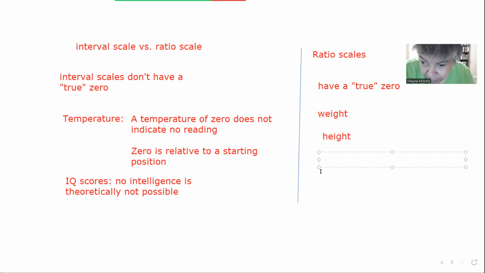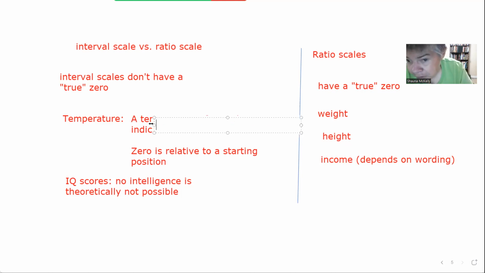Okay. Height, weight, things like, depending on the way the problem is worded, income. Income could be, this depends on the wording in the problem. Okay, but it could be a ratio scale. But height and weight are the most common ratio examples. Temperature is the most common interval scale. I hope that clarifies a bit. And that's as much as I wanted to clarify in this video.